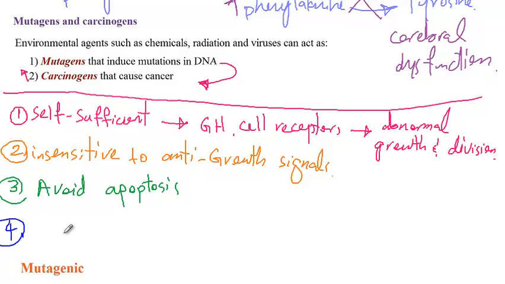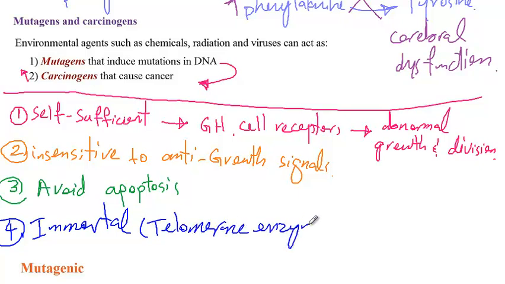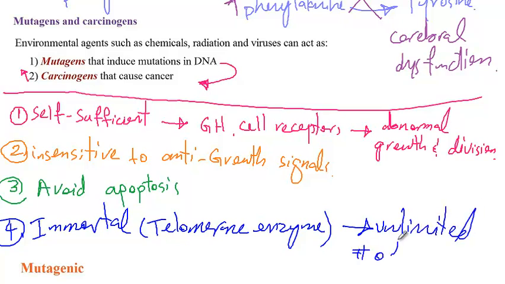And then the other feature is that these cells are immortal because they have the telomerase enzyme. Most cells in the body can undergo a finite number of cell divisions, because with every division, their telomeres keep getting shorter and shorter until they can no longer divide. Certain immortal cells, like germline cells, stem cells, as well as cancer cells, have this enzyme called telomerase that prevents their telomeres from shortening. So now they can undergo an unlimited number of replications.